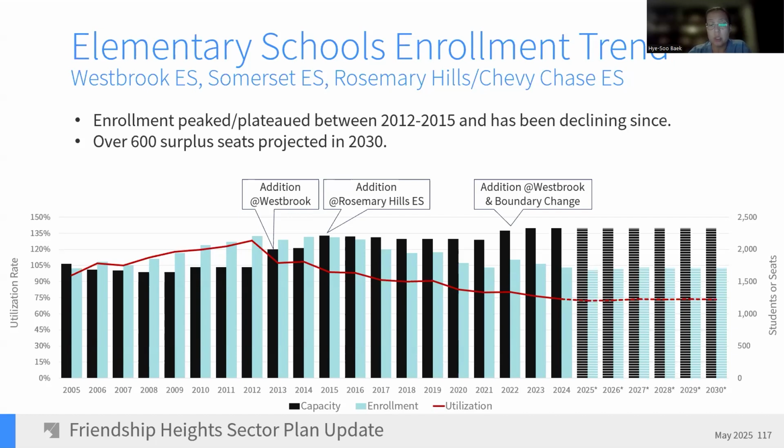The latest projections from MCPS indicate that by 2030, over 600 seats will be considered surplus in these schools. To put that into perspective, none of the 4 elementary schools serving this area have more than 500 students enrolled. Somerset Elementary School in particular, which is experiencing a rapid enrollment decline, only has 314 students. Next.